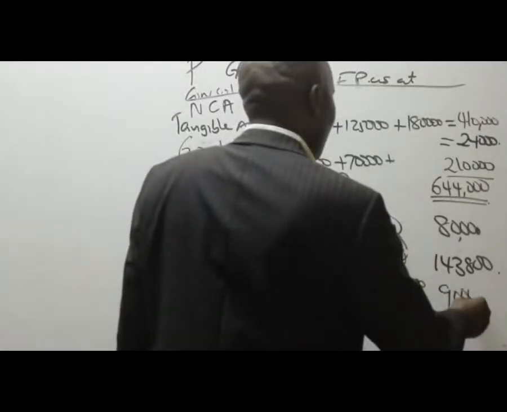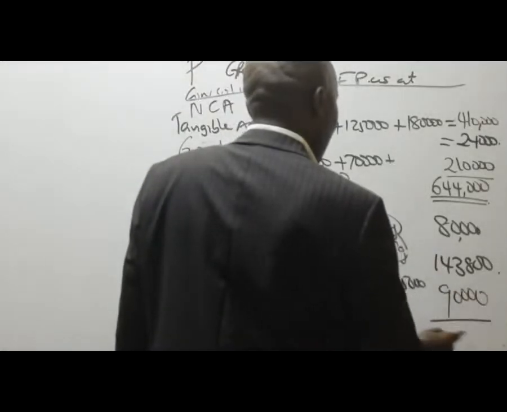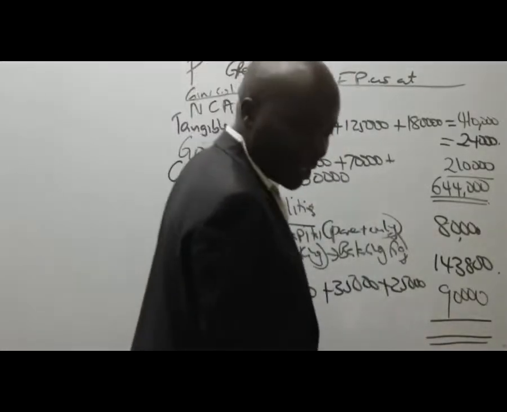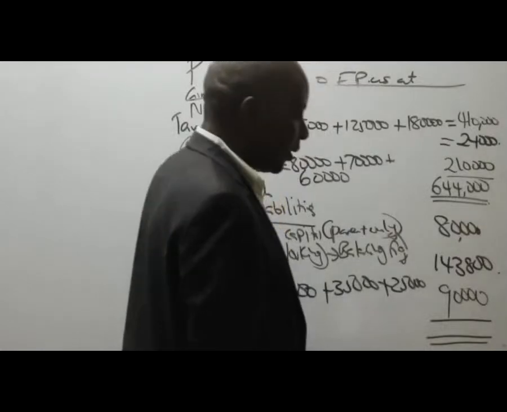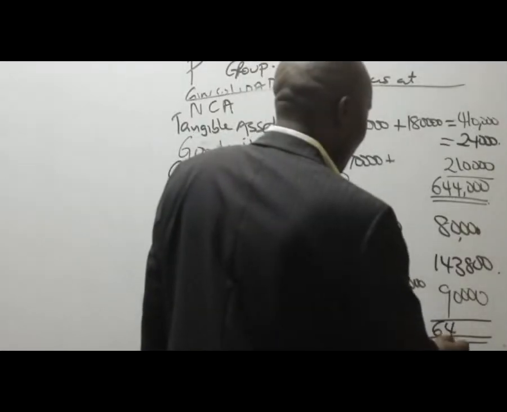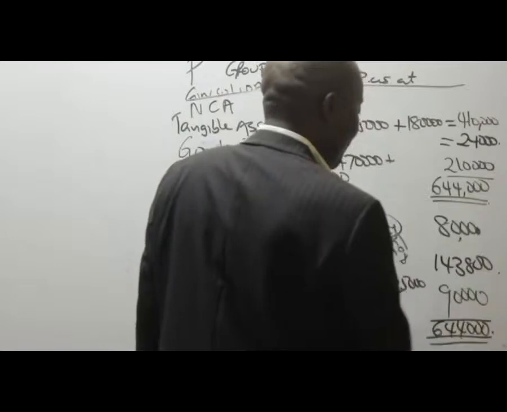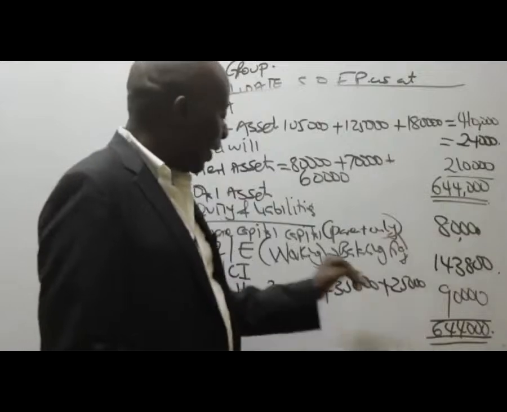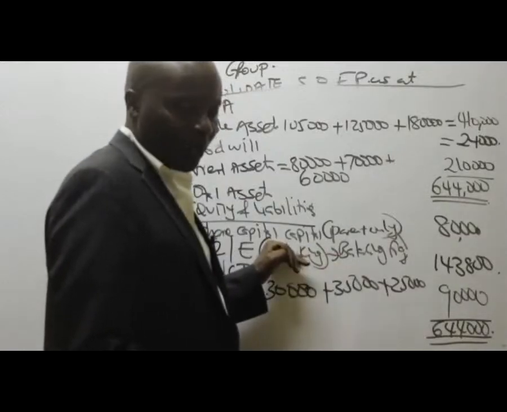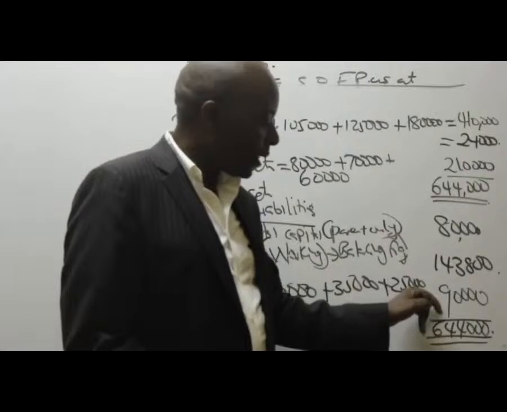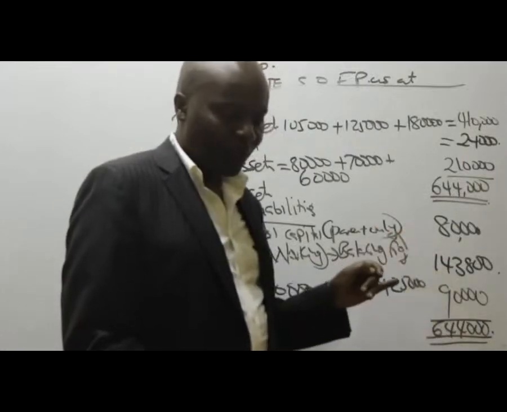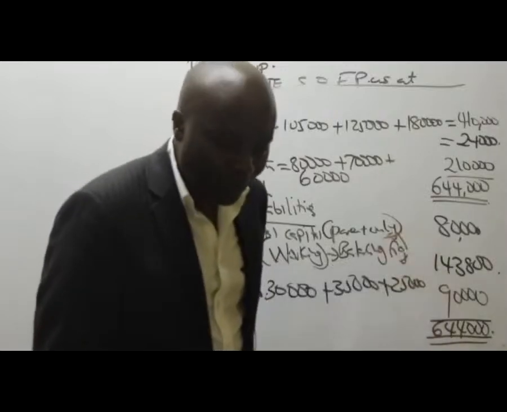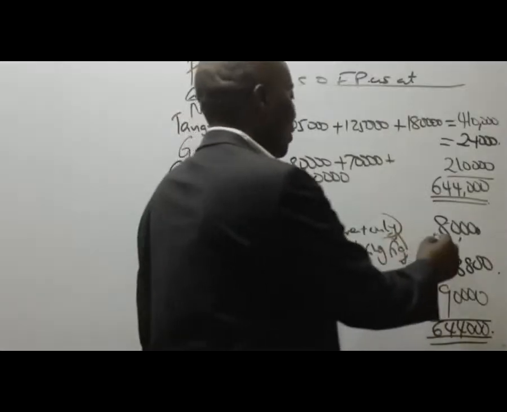Now from there, ladies and gentlemen, please give me the total. So the total here should be 644,000, because the totals must agree. So the balancing figure will be your retained earnings. So retained earnings will be 644,000 minus this, minus this, minus this. That gives you 330,600.